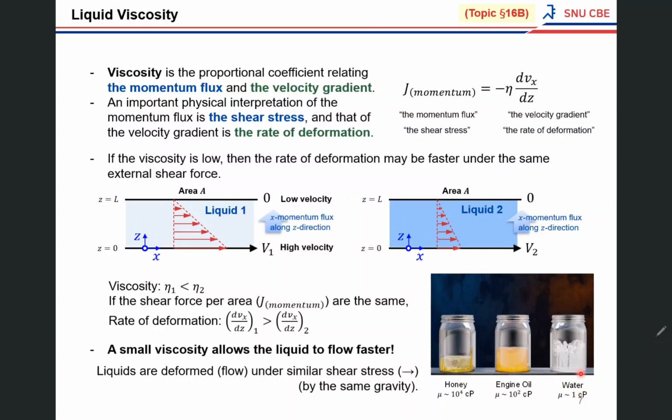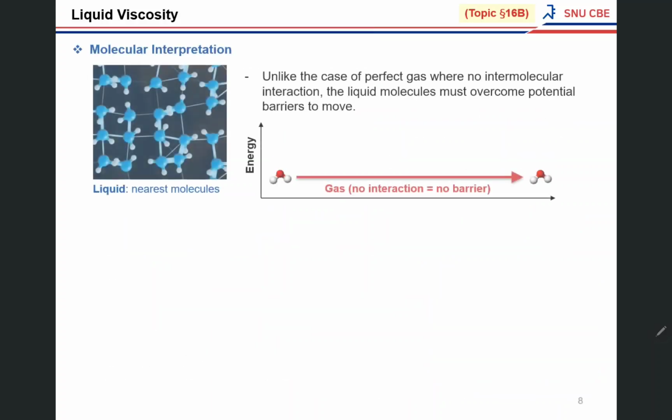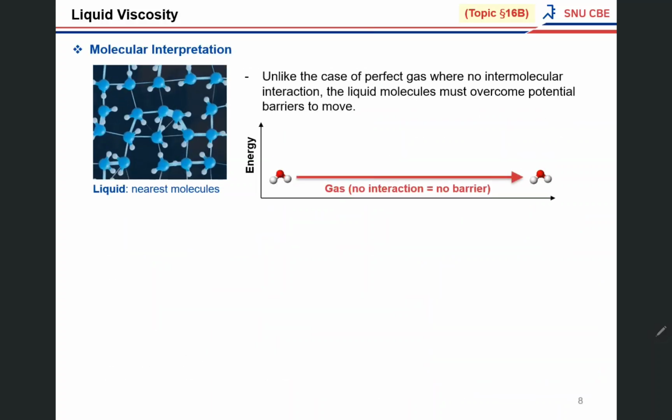So you see the water moves very quickly, while the honey, having very high viscosity compared to the water or engine oil, moves much more sluggishly, slower than the two cases. So this is the demonstration for the liquid viscosity, and it's unlike the case of the gas.